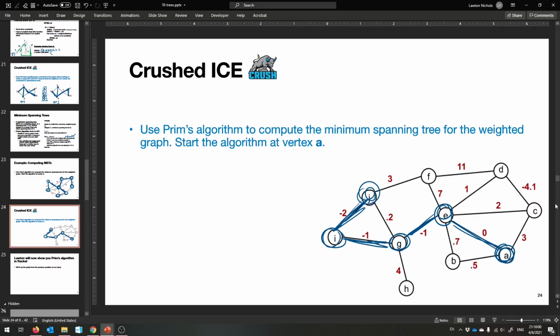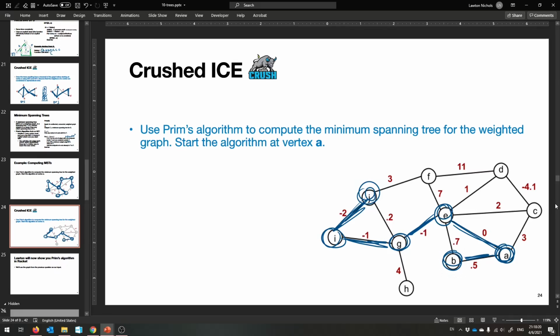Let's see. We could do 3. That's better than 4. Oh no, these are much better. 0.5 is the best I see so far versus 1, 2, and 3. Yeah, I think 0.5 is the winner here. Okay, so we're going to add 0.5, and that's how we get to B.